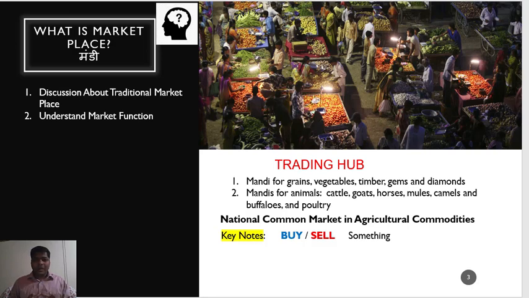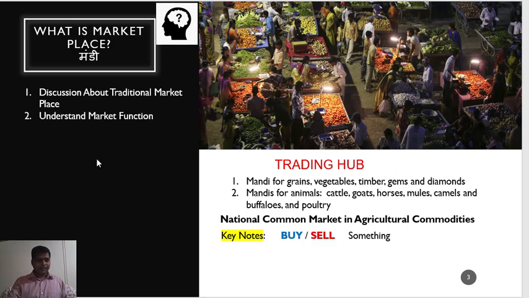All organized mandis are regulated by a national common market for agricultural commodities in India, and street mandis are regulated at the state, district, and local authority level. The key function of all mandis is to buy and sell things available in a mandi or marketplace. So let's understand the function of the so-called mandi or markets.